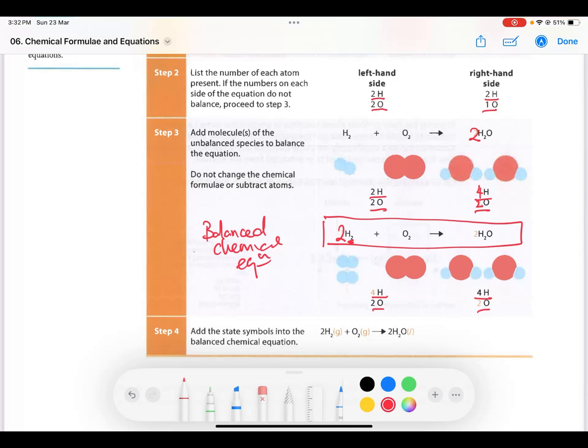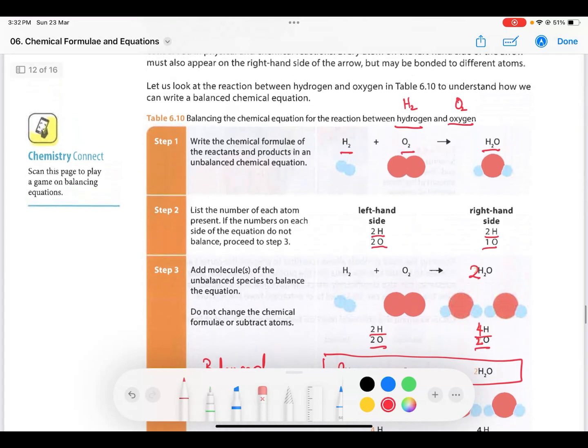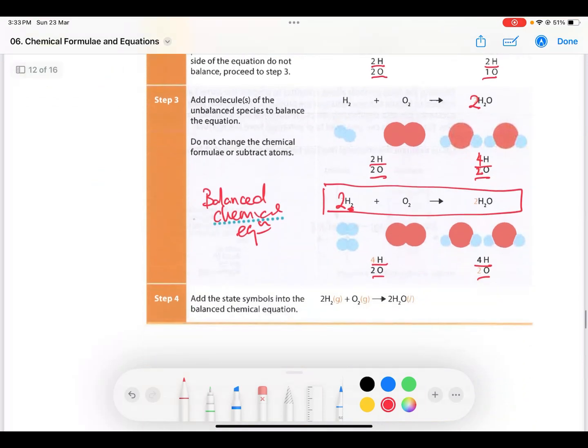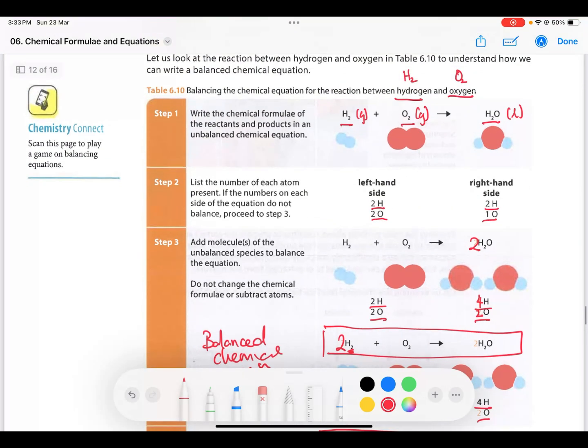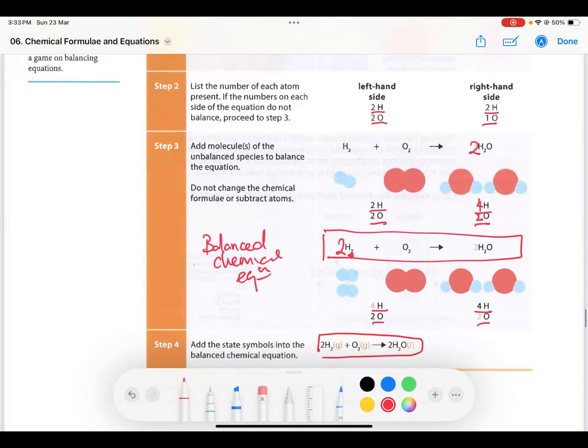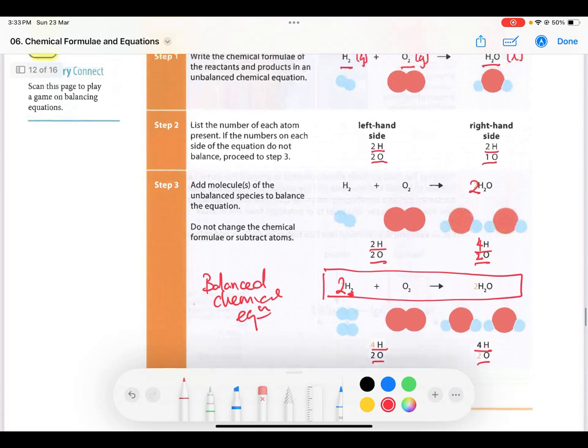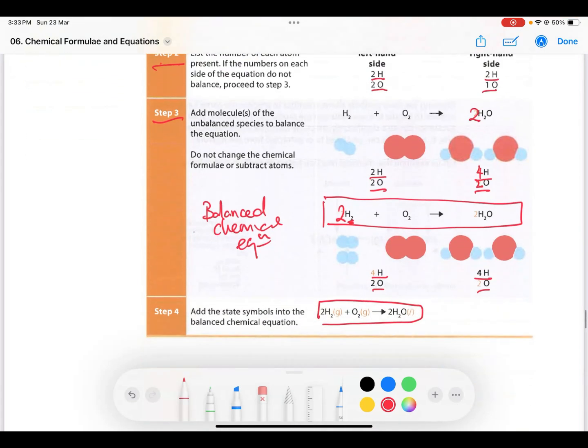One thing to note is that if the question never asks you to write the state symbol, just don't write. But if they ask you to write, then of course you need to know. In this case, for this particular reaction, hydrogen is gas, oxygen is gas, water will be existing in liquid. If I look at a balanced chemical equation, you can see here at the final part, at step 4 at the very end, they will write the state symbols in. So you do your chemical equation, balance it, then after that you go and write down your state symbol. So follow this step 1, 2, 3 and then 4. You won't go wrong.